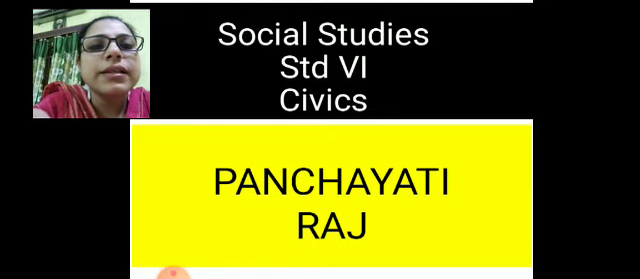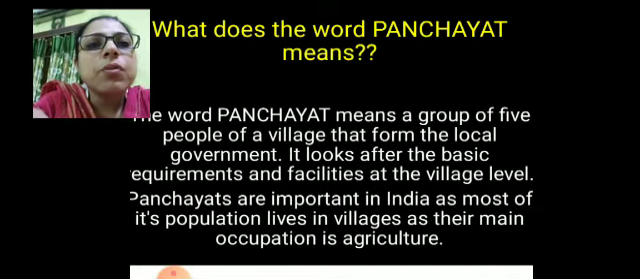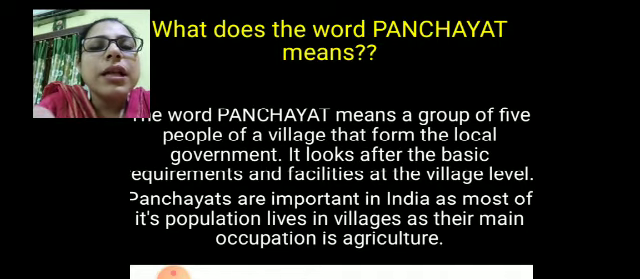This is Panchayati Raj. Now, what do you mean by the word Panchayat? The word Panchayat means a group of five people of the village that form the local government. It looks after the basic requirements and facilities of the village level. The panchayats are important in India. Why? Because most of the population of India lives in villages and their main occupation is still agriculture.